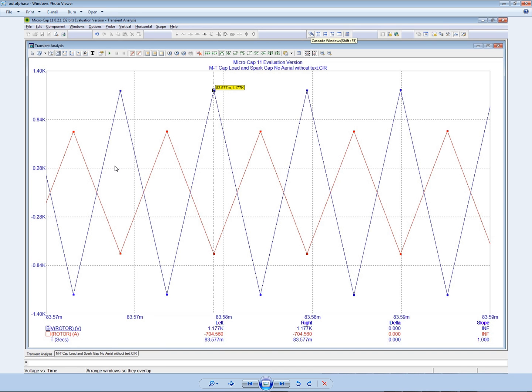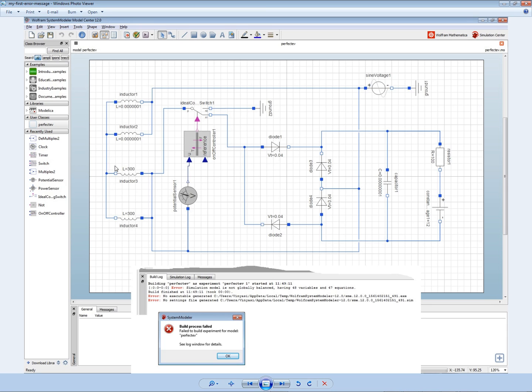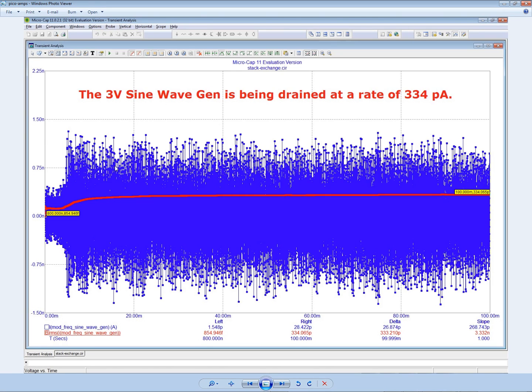Finally. Okay, so here we've got the voltage separated from the amperage. Oh, there's a good example of noise. The blue is the current, and the red is the RMS of the current. So the blue is the raw current, and the red is the RMS of the current. And that's what comes out of the sine wave generator. In this case, it's a third of a nanoamp, which is feeding this circuit.